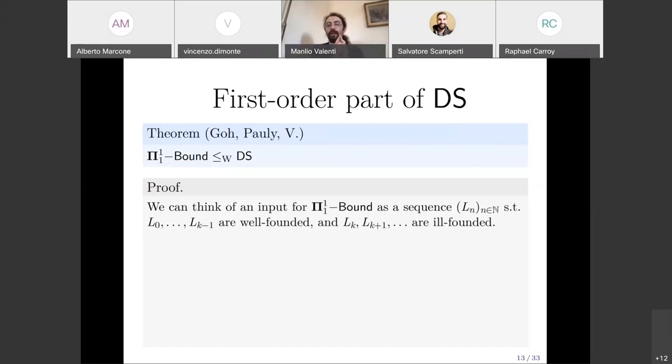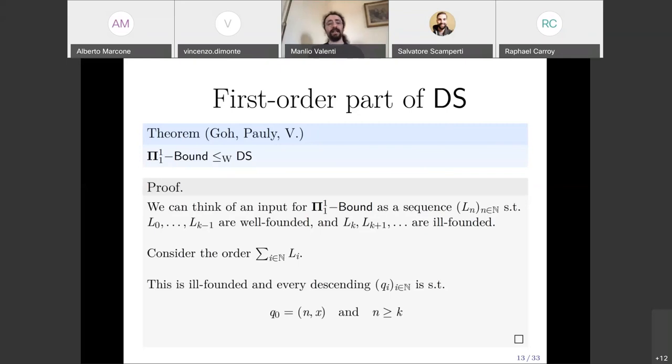You can think of an input for pi 1-1 bound as a sequence of linear orders such that the first k are going to be well-founded because they correspond to the elements that belong to your input, and all the other ones are going to be ill-founded. Then given this sequence, you can just sum the orders, right? You can consider the disjoint union of the orders, ordered lexicographically on the sum.